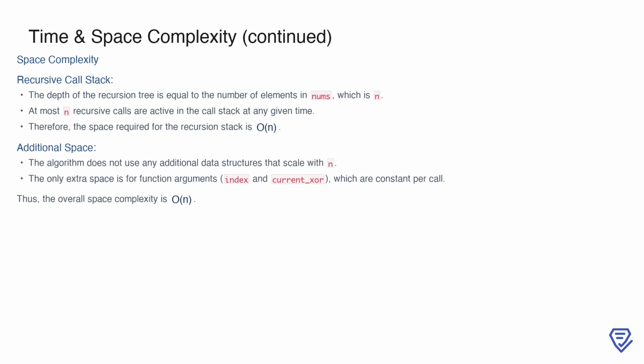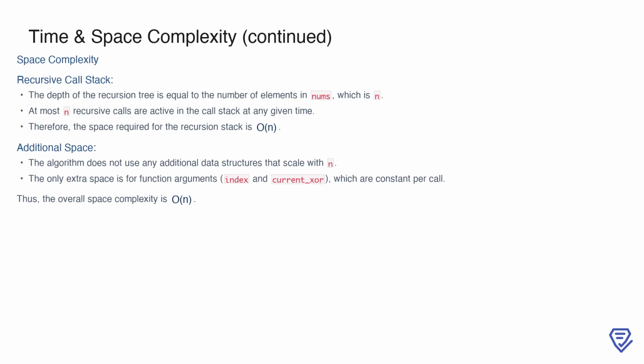Now, looking at the space complexity, the main factor is the recursive call stack. The depth of the recursion tree corresponds to the number of elements in nums, which is n. This means that at most n recursive calls can be active at any time, resulting in a space requirement of O(n) for the call stack.